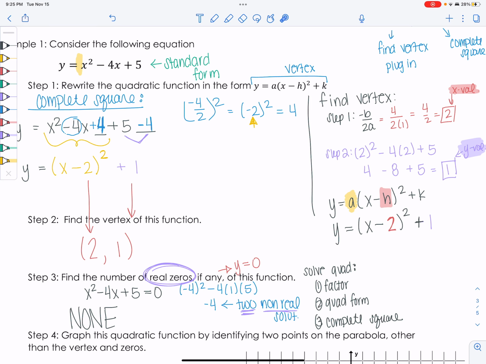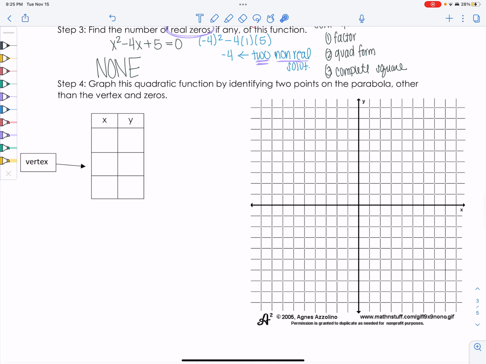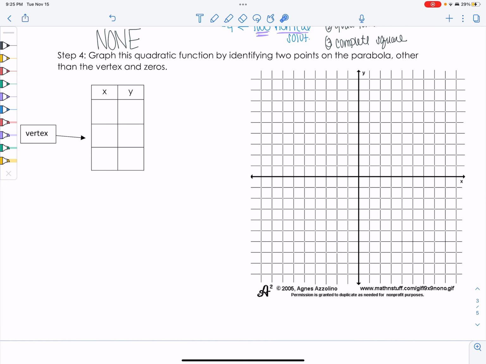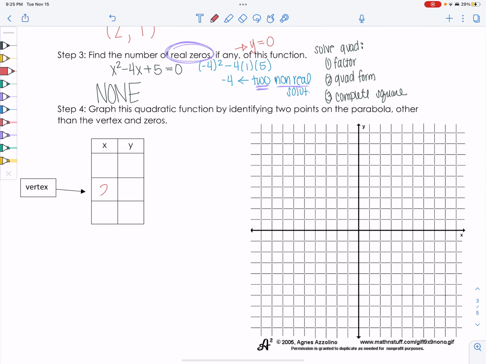And then the last part of this, step 4, graph the quadratic equation by identifying 2 points on the parabola other than the vertex. So when I set up my chart, I go ahead and put the vertex in there because it's going to make it a little bit easier to find one to the left of the vertex and one to the right. Now, you can't type the vertex into Hawks because it's already been accepted way up here in step 2, but I use it in my chart just so I can visualize what's going on. So the vertex was 2, 1. And I'm going to go ahead and graph that just so I have a visual.